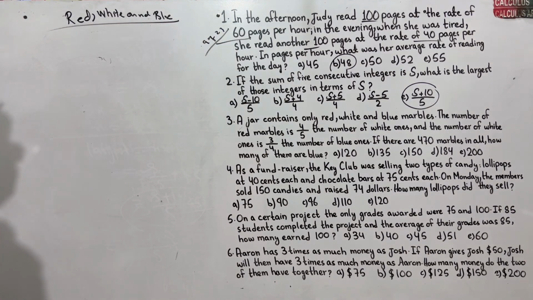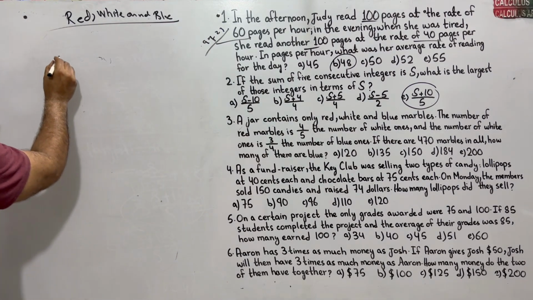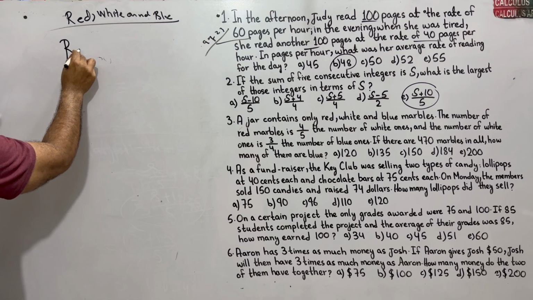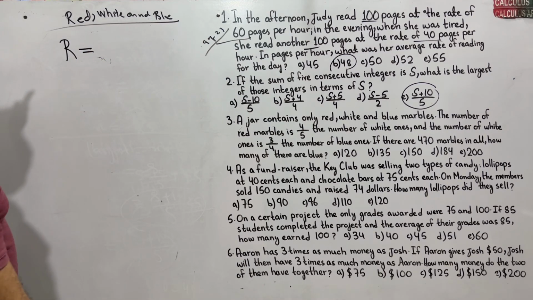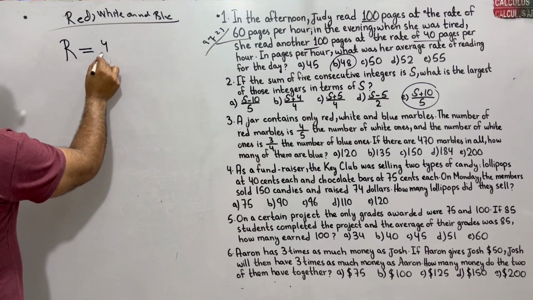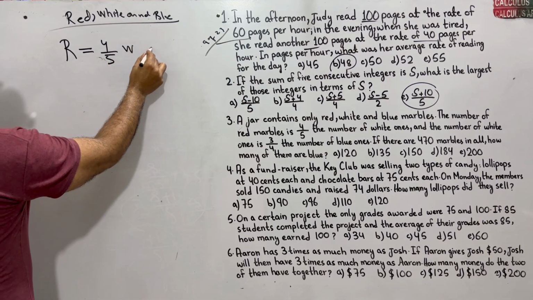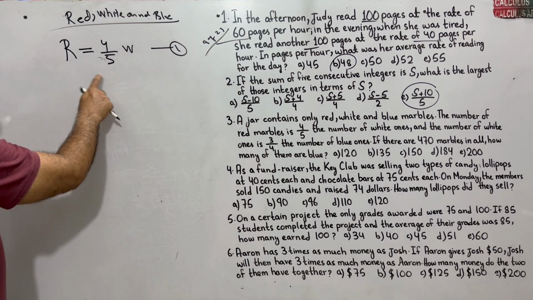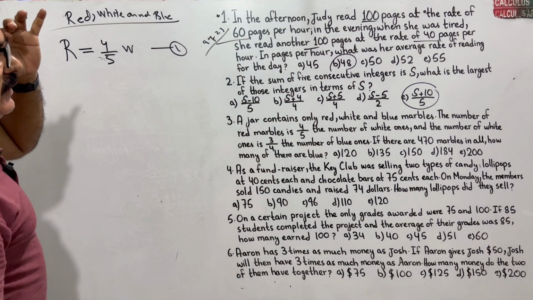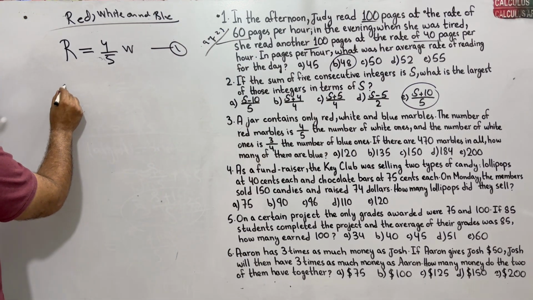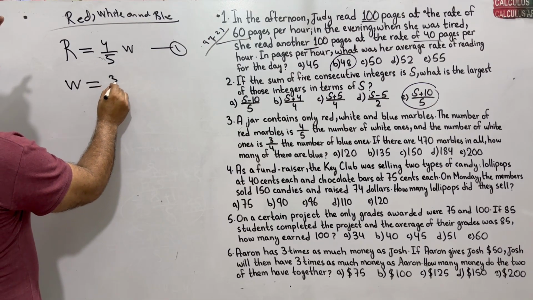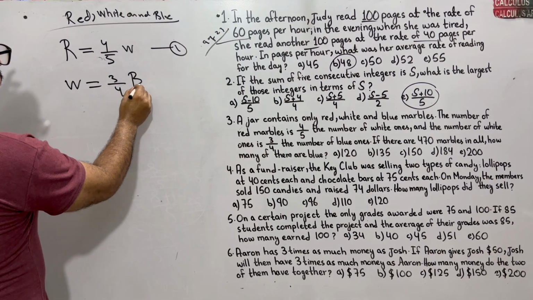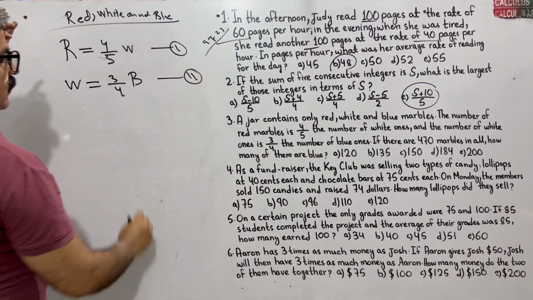The number of red marbles, let me write R for the red marbles, is 4 upon 5 of the white ones. That's condition number 1. The number of white ones is 3 upon 4 the number of the blue ones. That's our condition number 2.